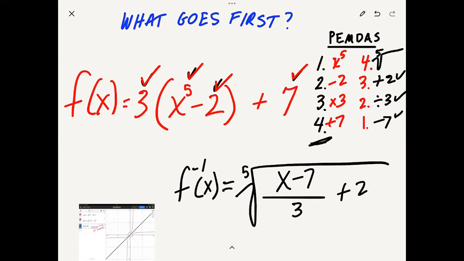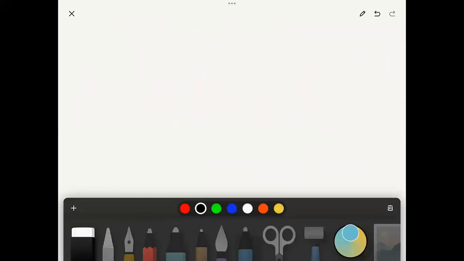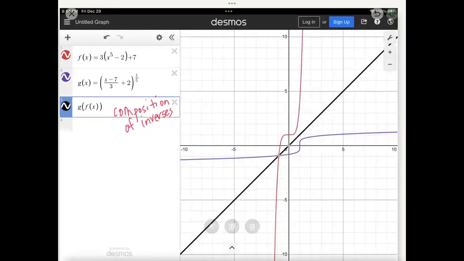Now, so that's all you're doing. And to me, if you understand PEMDAS, and you also know inverses, most students are pretty good with inverses. They're pretty good with PEMDAS. We're just combining those two processes, and then it's a pretty straightforward thing. Now, I'm going to erase this for just a second, and I graphed this using Desmos, and I want to show you what it looks like.